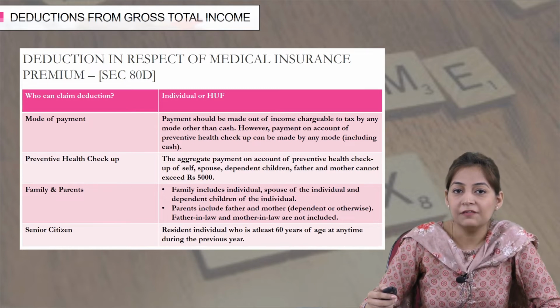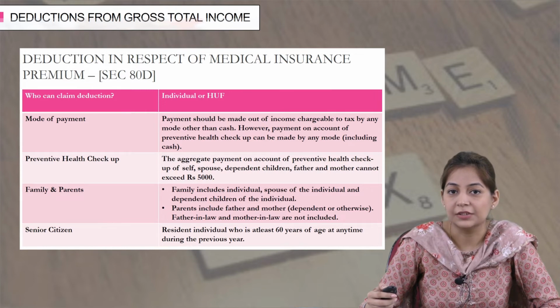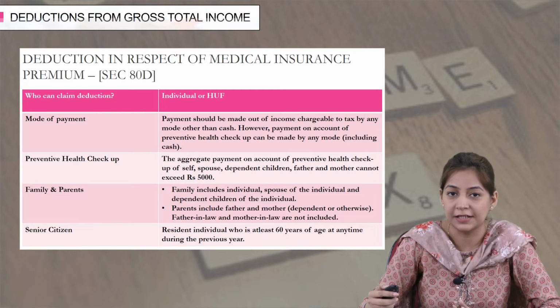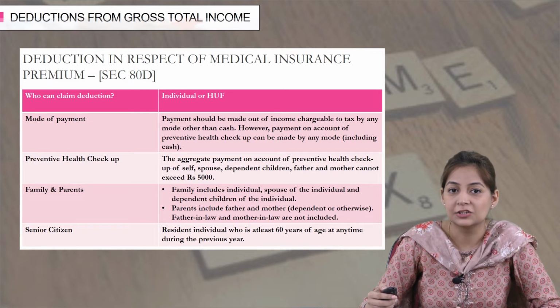Next, preventive health checkup: the limit here is rupees 5,000. The aggregate payment on account of preventive health checkup of self, spouse, dependent children, father and mother cannot exceed rupees 5,000, because 5,000 is the maximum limit specified by this section.